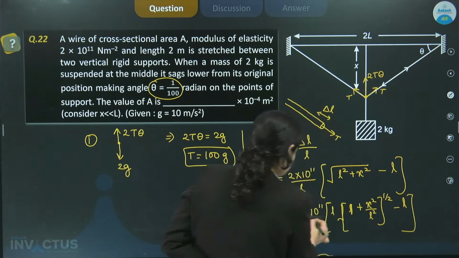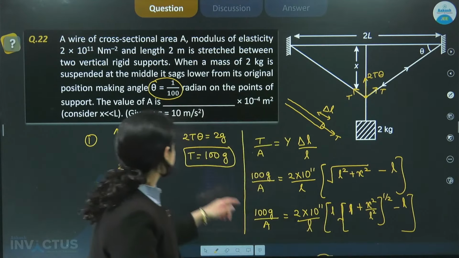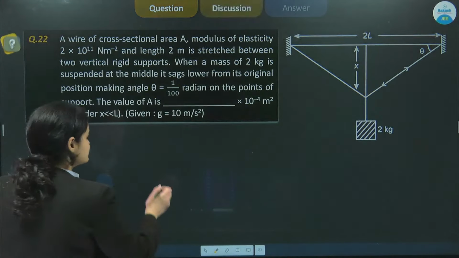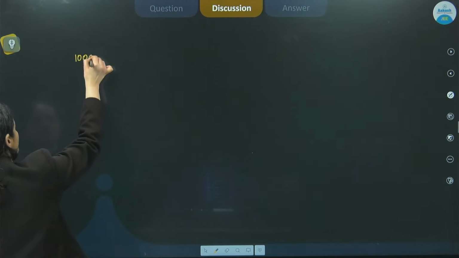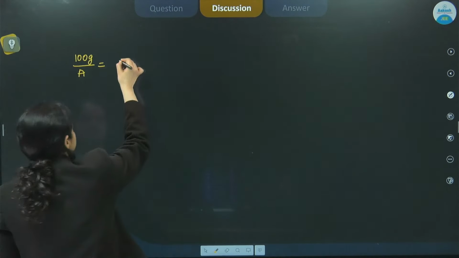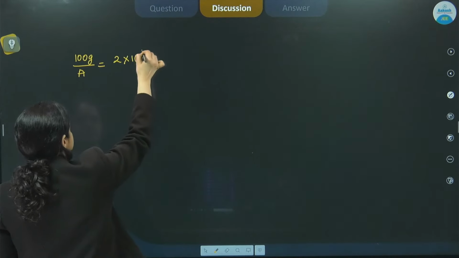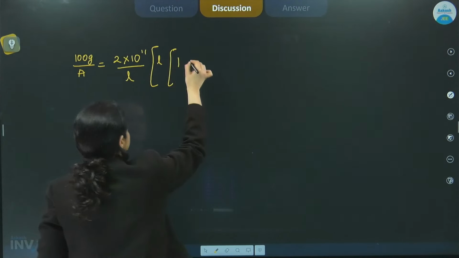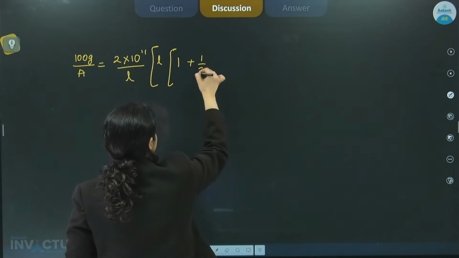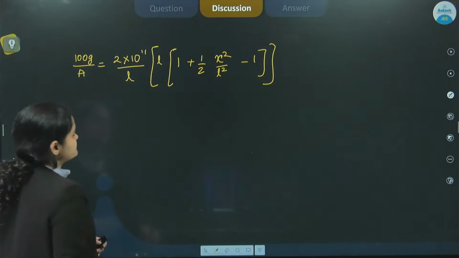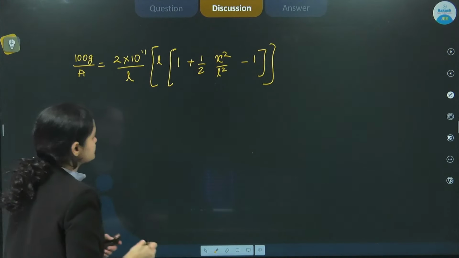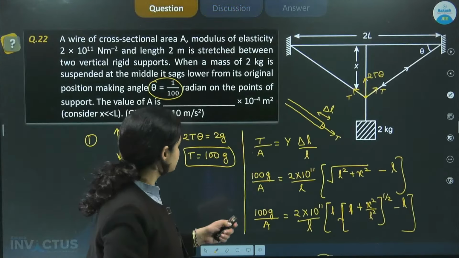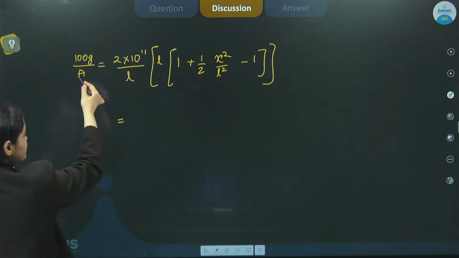So see here, since X is very small, as mentioned over here, we can actually write this as 100 G upon A is going to be equal to Y, that is 2 times 10 to the power 11, upon L into L, which is 1 plus 1 by 2 times X square by L square minus 1. All right, so this 1 is getting cancelled, so finally we are left with this result. You can see this L is getting cancelled. So if you place the value of X by L, Y is already known, we can calculate the value of A.